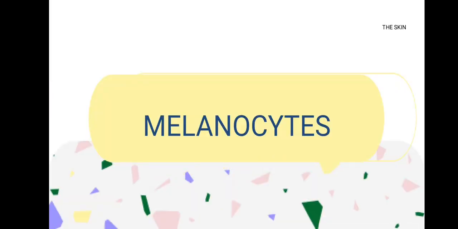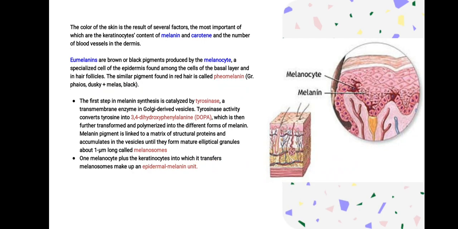So, we are going to tackle the melanocyte. This is just an overview because later on as we go deeper, it will be explained through the further slides. So, melanocyte. As I've said earlier, the melanocytes are called the pigment-producing epidermal cell types.